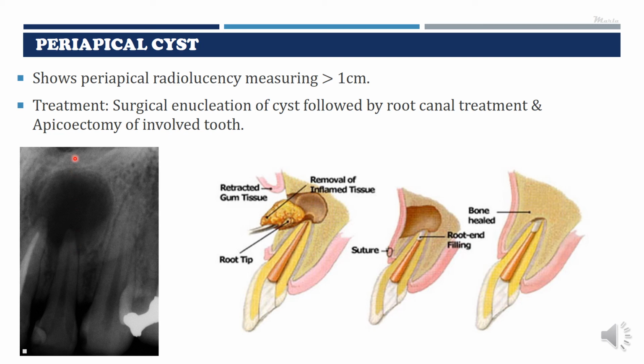If the radiolucency is larger than 1 centimeter, there is dull pain and similar chronic findings, and the tooth is non-vital, then we diagnose it as periapical cyst or radicular cyst. Treatment of this will definitely include surgical enucleation of the cyst.